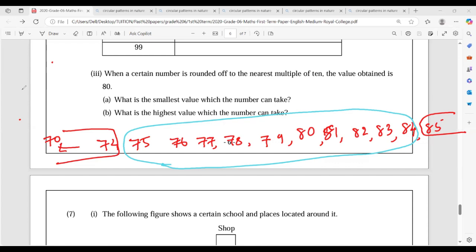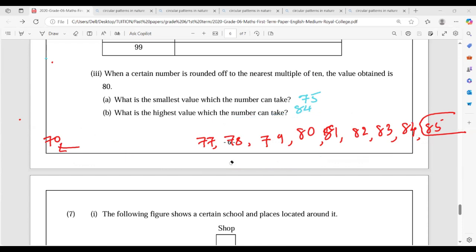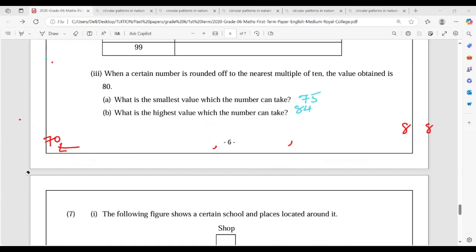So what is the smallest value which the number can be? The smallest value must be 75, and the highest value should be 84. Right? So these are the answers for this part of the question.